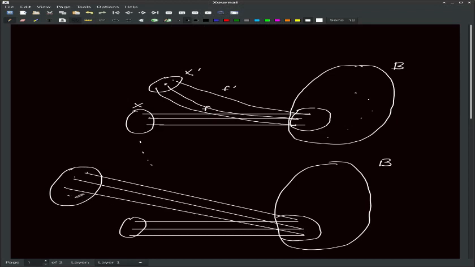And this one, say this element goes to somewhere here. So you have another subset. Okay, so this was your x, this was your f, this was your y, this was your g.